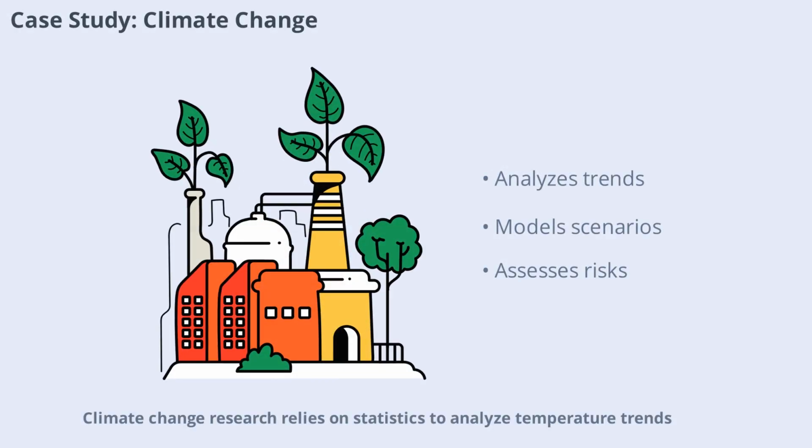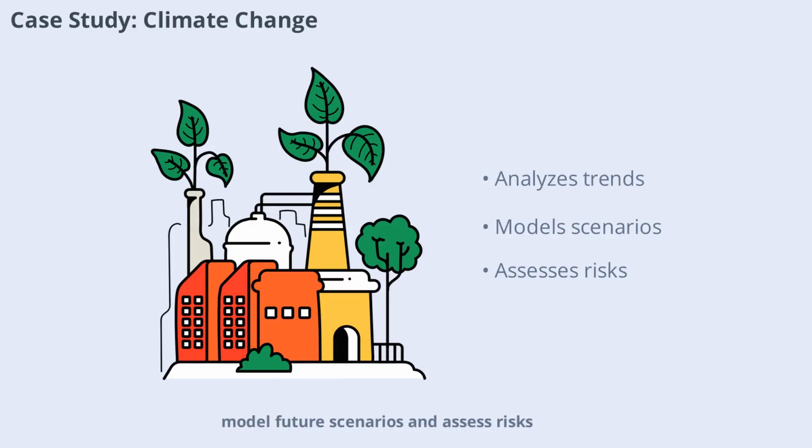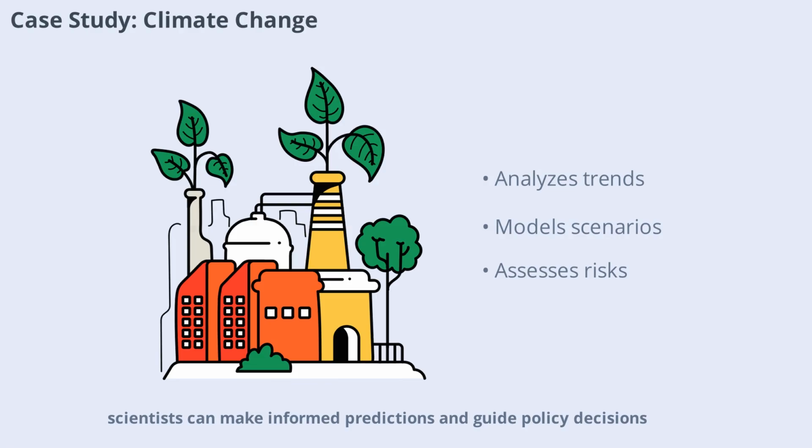Climate change research relies on statistics to analyze temperature trends, model future scenarios, and assess risks. By interpreting vast amounts of environmental data, scientists can make informed predictions and guide policy decisions.